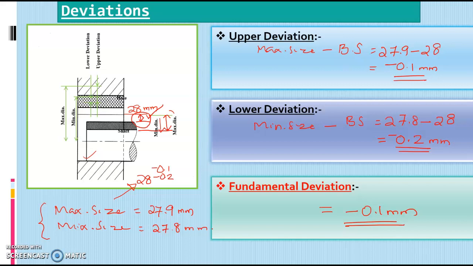Similarly, we can mark the upper deviation and lower deviation of the hole dimensions here. This is the zero line, and I am extending the zero line like this. This line represents the minimum size of the hole, so this is the lower deviation of the hole. This line represents the maximum size of the hole, and this difference, the algebraic difference between the maximum size of the hole and the basic size, is the upper deviation. Here this line represents the zero line, that is the basic size. So this is our upper deviation and this is our lower deviation.